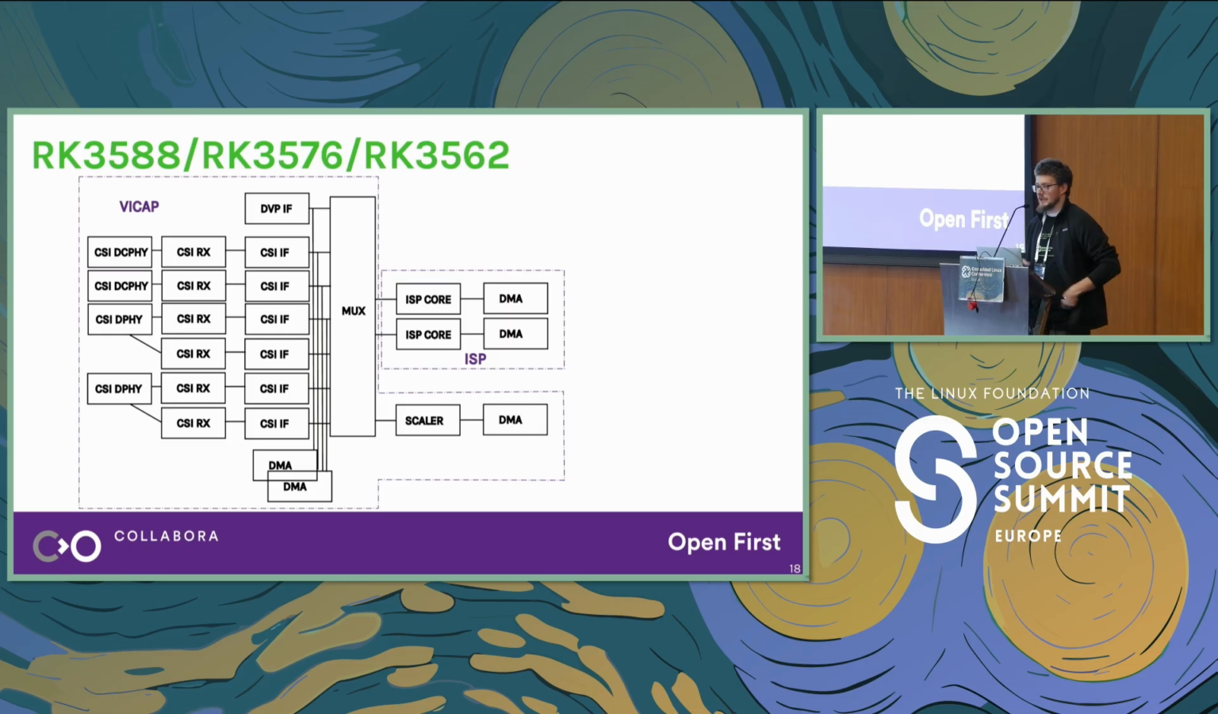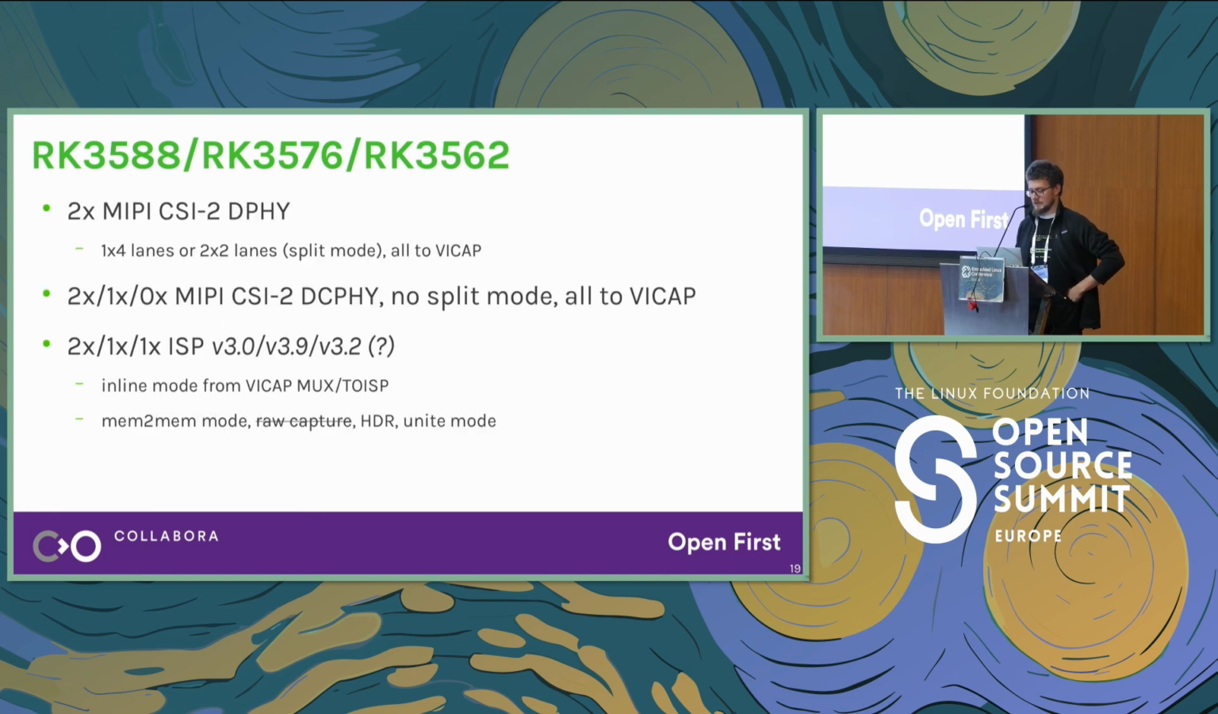The 3588 and its companions, it's a bit more complicated here. First of all, you've got more MIPI CSI PHYs, different types of them even. You've got a bunch of receiver units, you've got a bunch of interfaces. You can capture those directly, so this is what those connectors should express. But then there is also the chance to access the data via this MUX, and the MUX passes the data to the ISPs, so there are more than one of them, and also there is a scaler. So let's have a look at it in detail.